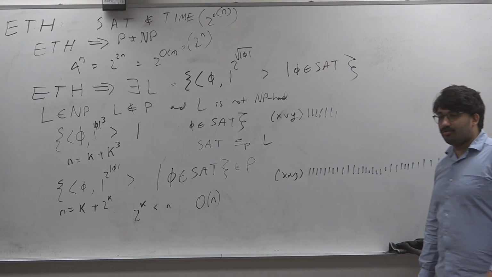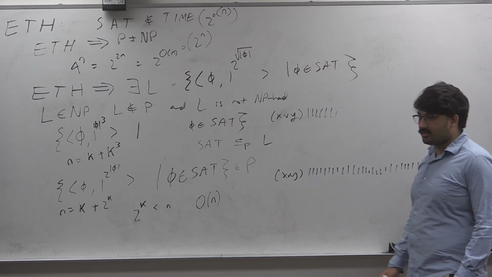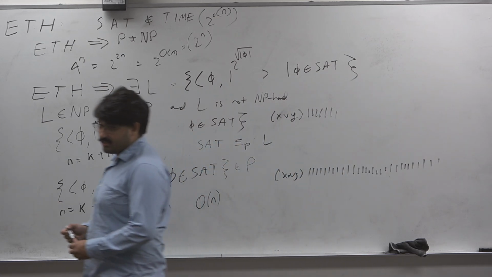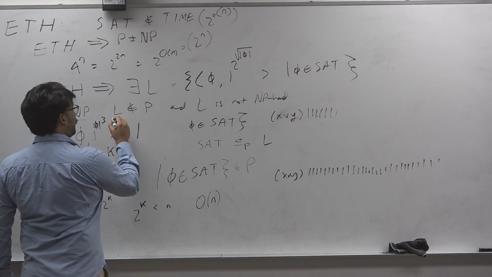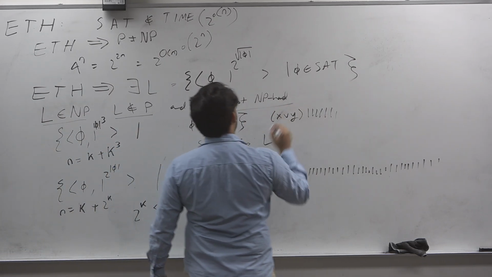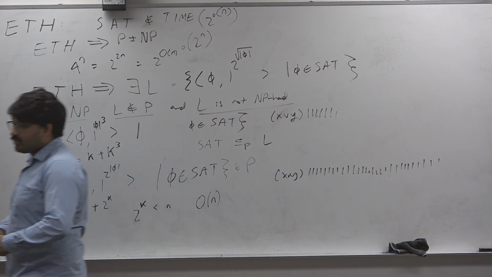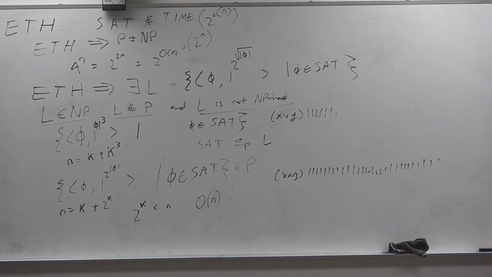We can prove, assuming the exponential time hypothesis, that that language is the required one. We need to prove these 3 facts: it's in NP, it's not in P, and it's not NP-hard. If, assuming F, we can prove those 3 things, then we have proven that NP-intermediate exists, assuming F, right?